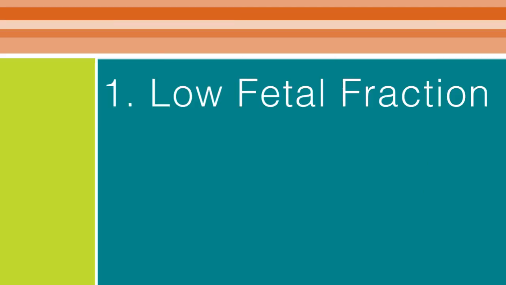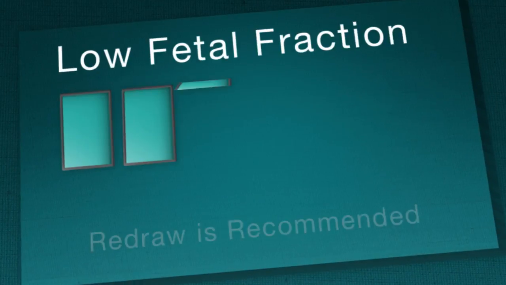The first way is by low fetal fraction. Low fetal fraction describes an instance where the amount of DNA being produced by the baby and put into the mother's bloodstream is low. We don't have enough information from the baby in order to make that accurate estimation of whether or not the baby is affected with one of the conditions.